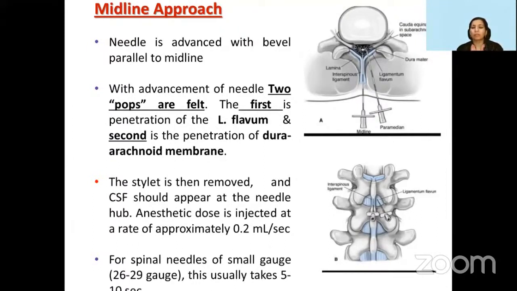In case we do not get the flow of CSF, you give a 90-degree clockwise rotation to the needle so that the full bevel enters the subarachnoid space.